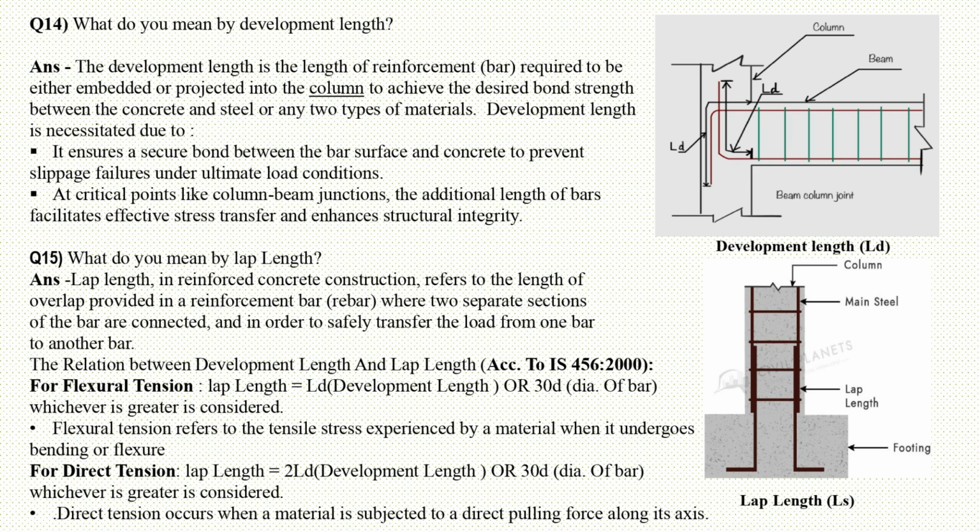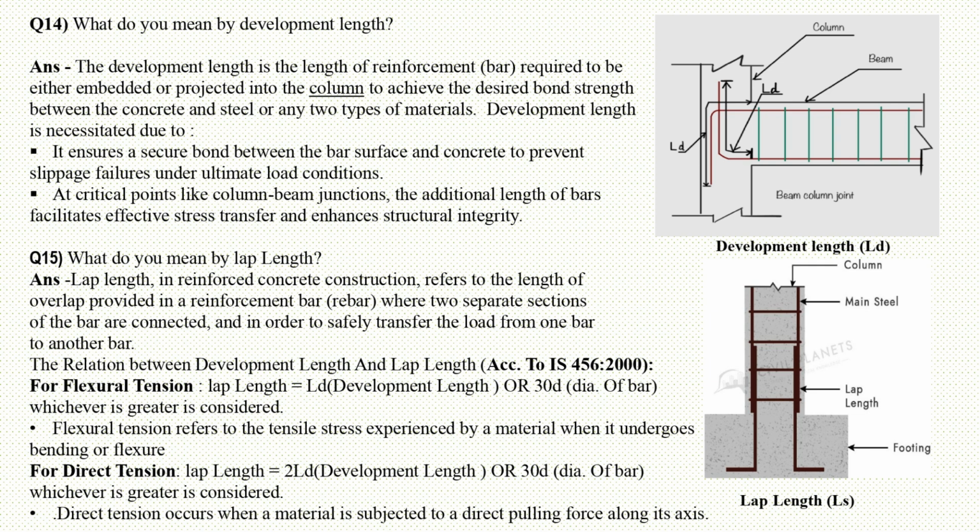IS 456:2000. For flexural tension, lap length is Ld, the development length, or 30d, where d is the diameter of the bar, whichever is greater. Flexural tension refers to the tensile stress experienced by a material when it undergoes bending or flexure. For direct tension, lap length is Ld, the development length, or 30d, whichever is greater. Direct tension occurs when a material is subjected to a direct pulling force along its axis.